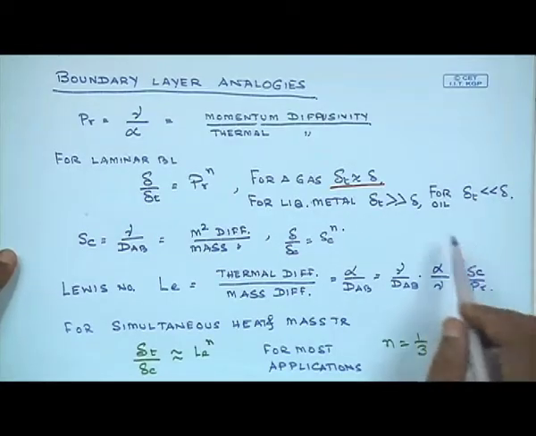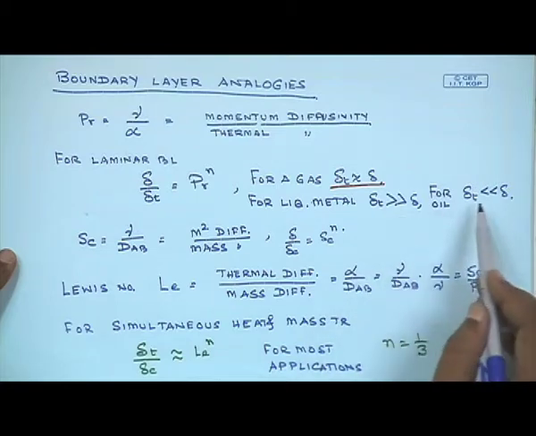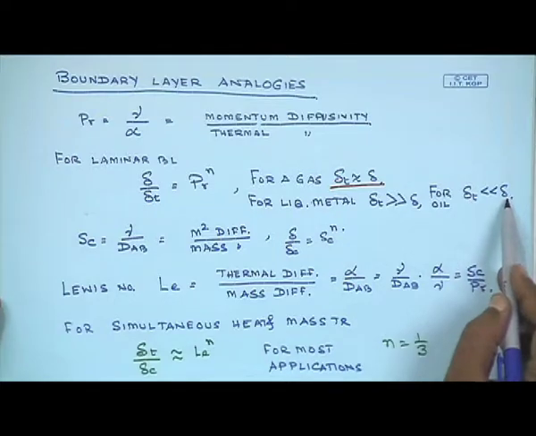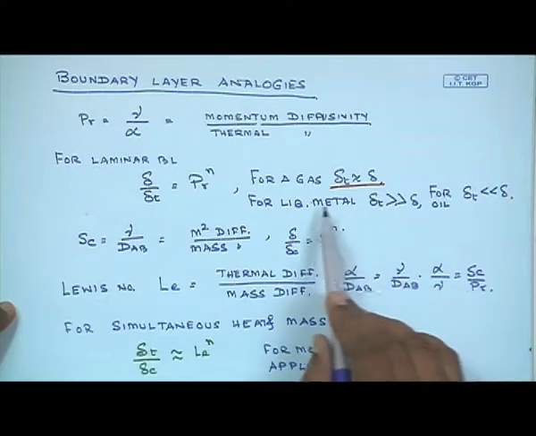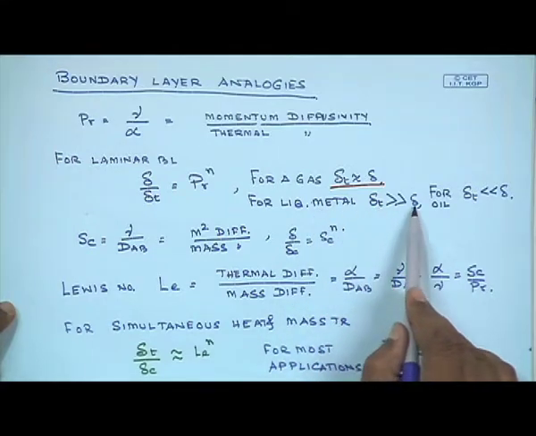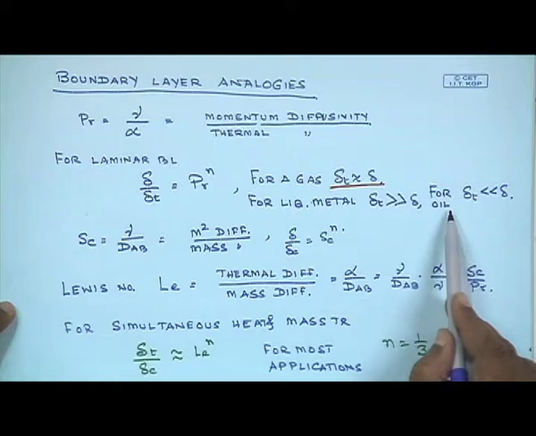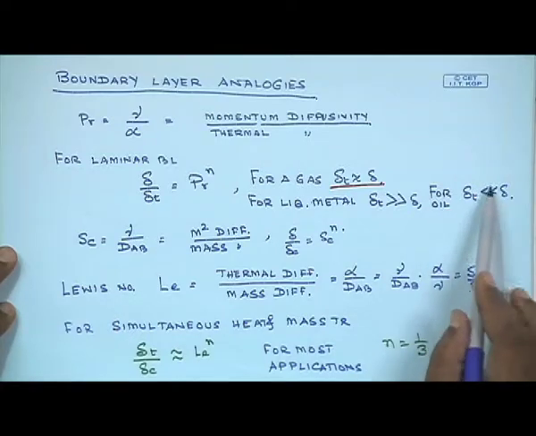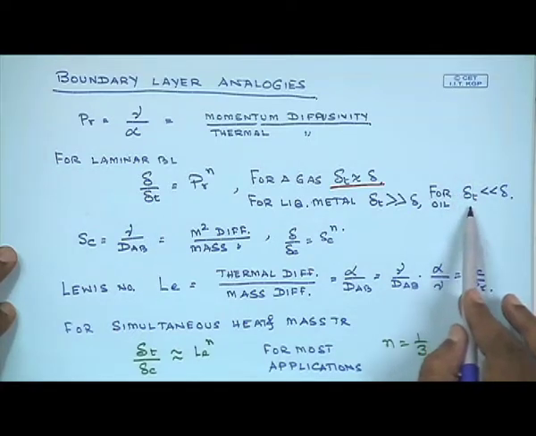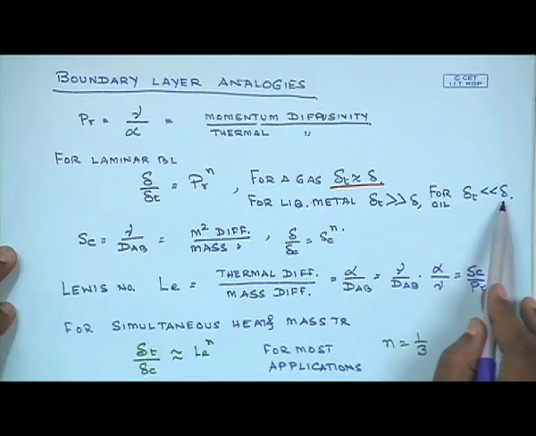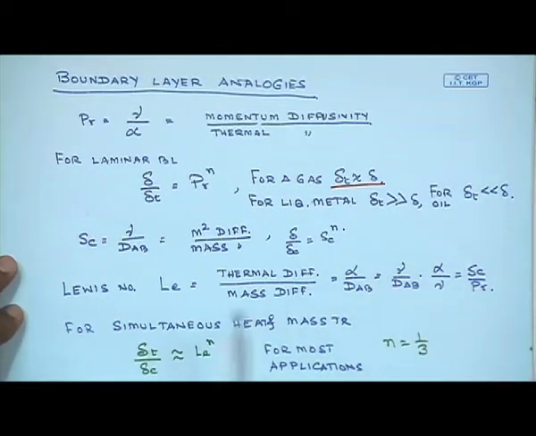On the other hand, if you have the case of an oil, for example, for any oil, this thermal boundary layer is going to be very thin compared to the hydrodynamic boundary layer. So, we have two extremes: a liquid metal, with high thermal conductivity, where delta T is going to be very large compared to delta. For oil, with a low K and a large value of rho, the thickness of the thermal boundary layer is going to be less than the thickness of the hydrodynamic boundary layer.